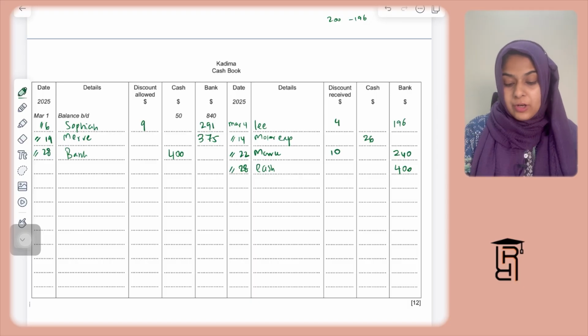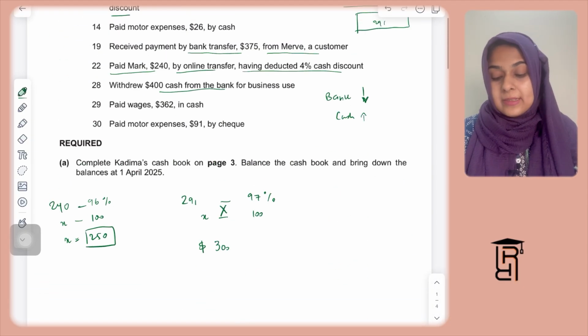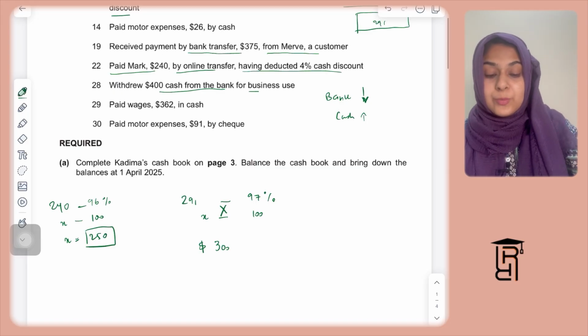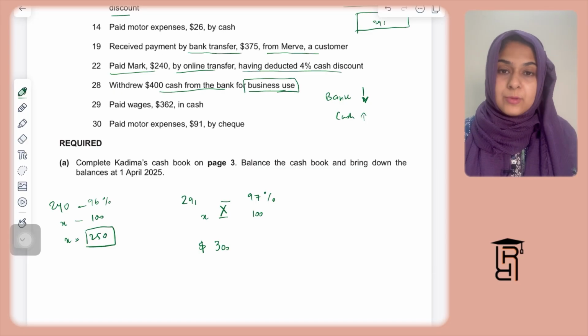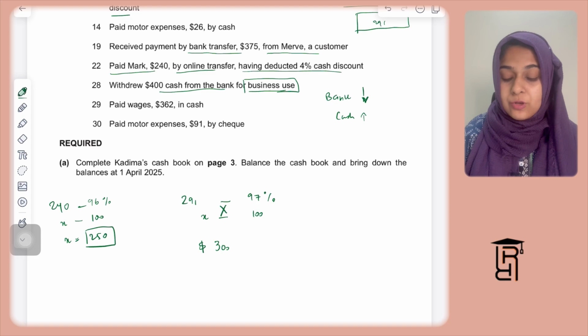So you cannot write this, this is a contra entry, so you cannot record this as drawings. Why? Because this is not personal use, this is business use. Whenever you take out money from the bank for business use, it's not for personal use, right? So this cannot be recorded as drawings.